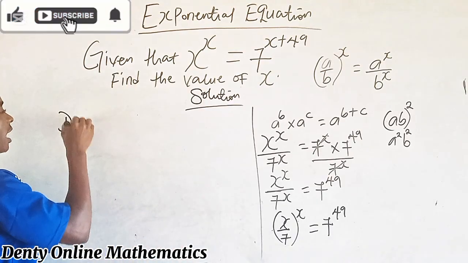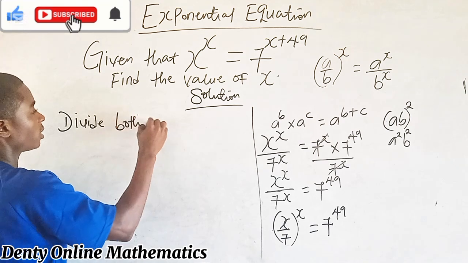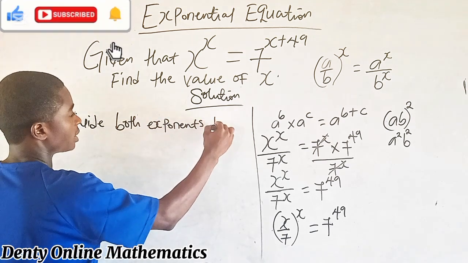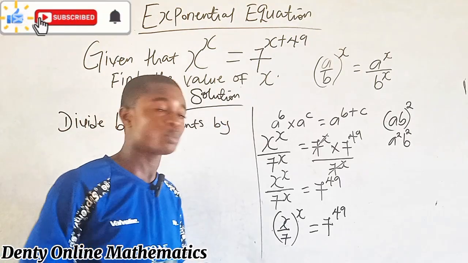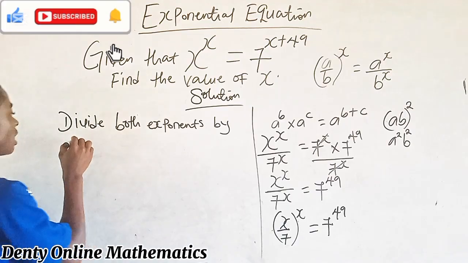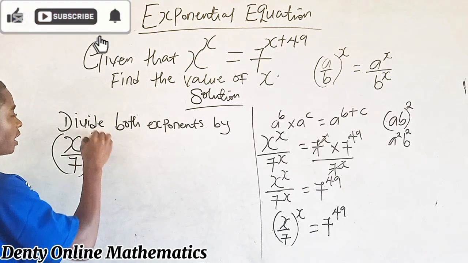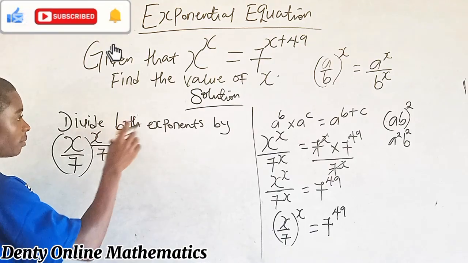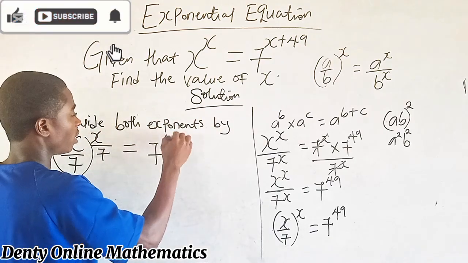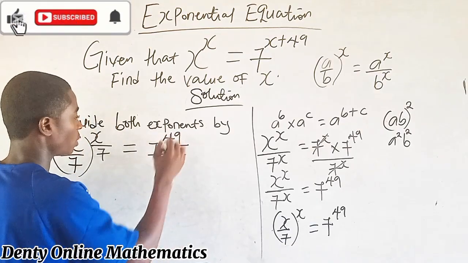So I will say divide both exponents by 7. Remember, the exponents are the powers here at the top. So if I'm dividing by 7, that means I'm going to have x over 7 all raised to the power of x over 7, because I'm dividing both exponents by 7. Now this will be equal to 7 raised to the power of 49 divided by 7 also.